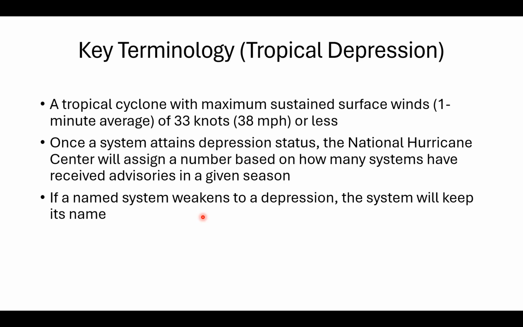Now, if a named system weakens to a depression, the system will keep its name. So tropical depressions can have a number assigned to them when they initially develop. They can also have a name assigned to them, specifically if we go from a depression status to a tropical storm or hurricane, and that tropical storm or hurricane then weakens back to a depression status, it'll keep the name of that storm.